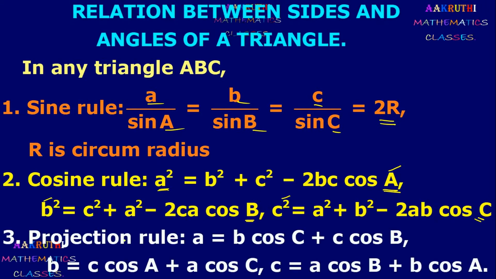So next we have the projection rule. In the projection rule, we can write a equal to b cos C plus c cos B. Here C and B are angles. In the same way, we can write b equal to c cos A plus a cos C, and c equal to a cos B plus b cos A. So this is the projection rule. We can change a, b, c to get the other formulas.